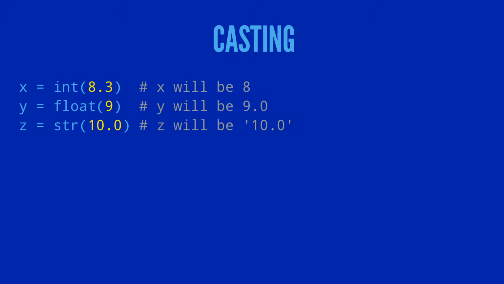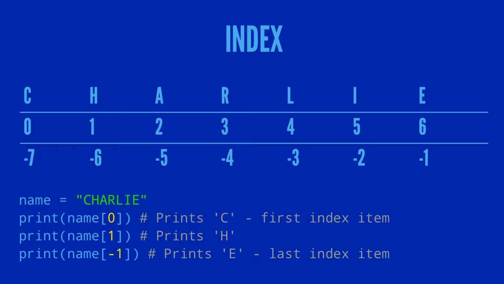And this is obviously very useful for when you're concatenating. So say you want to actually concatenate an integer value into a string, you will first of all have to cast it.